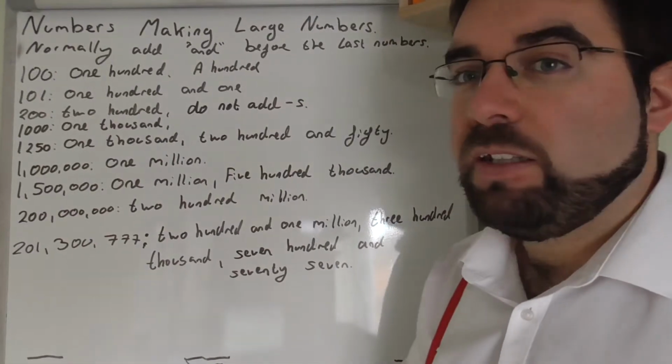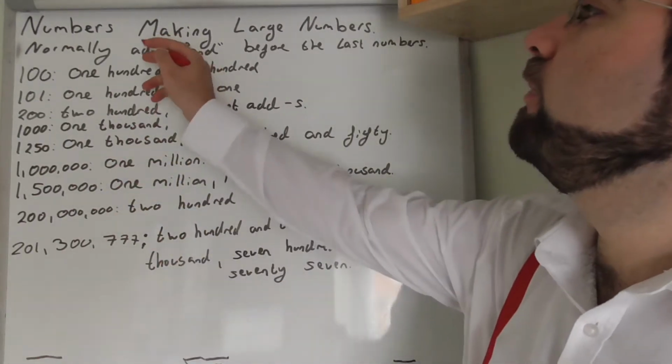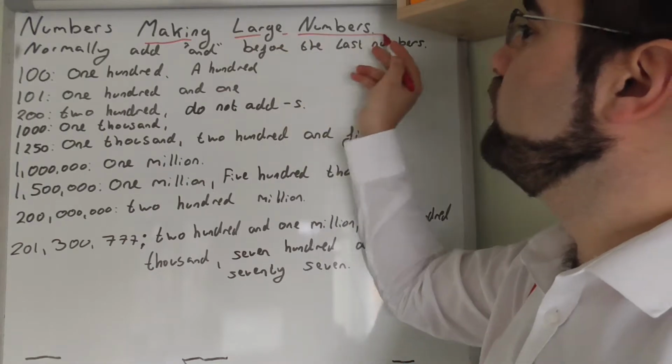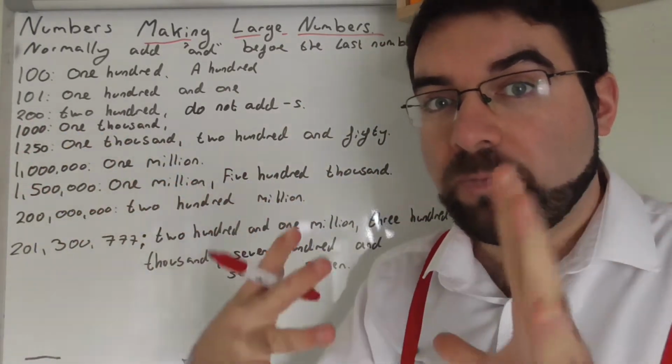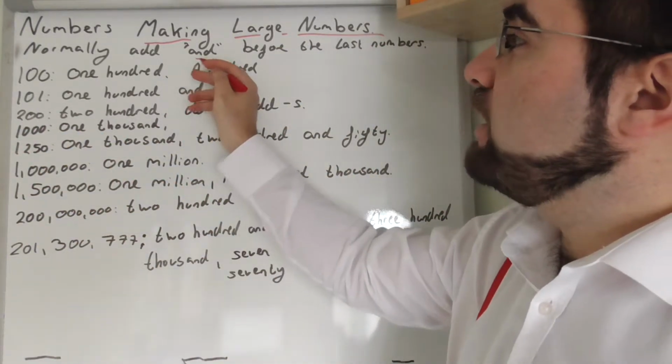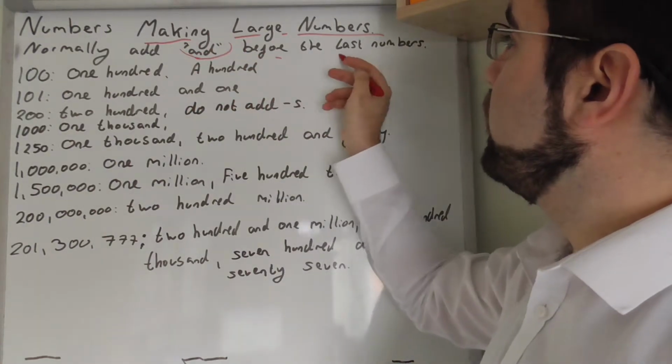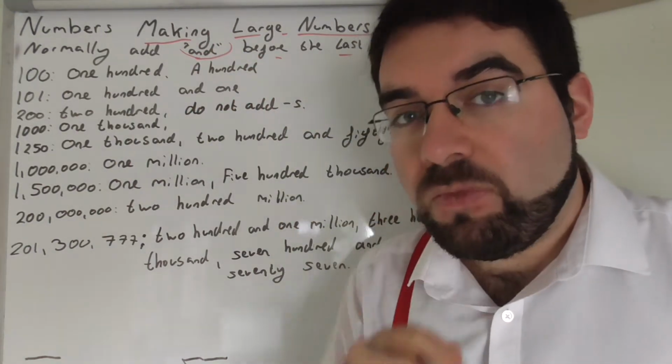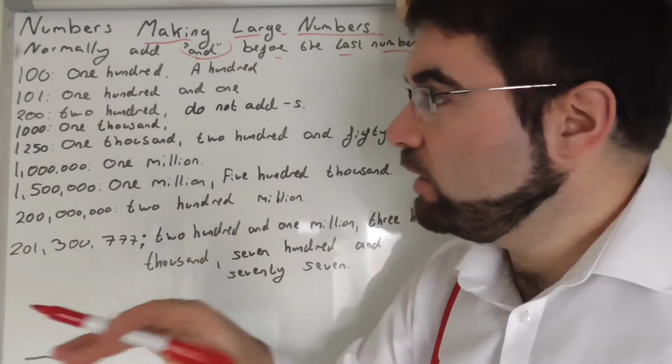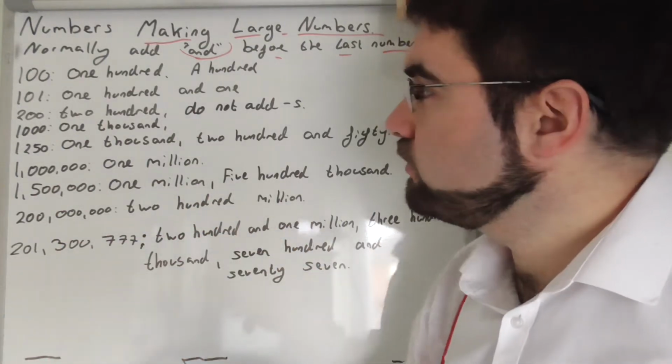Okay, so let's talk about making large numbers. So normally we add "and" before the last numbers. So "and" does play a role in the numbers here and there.